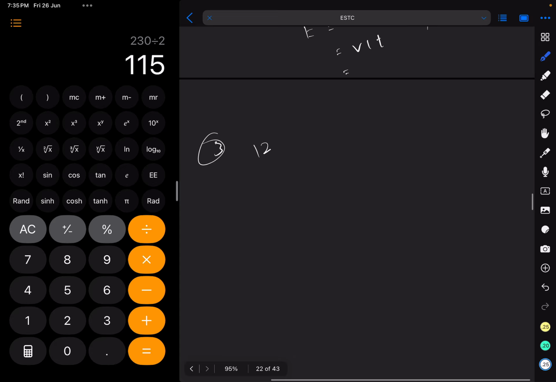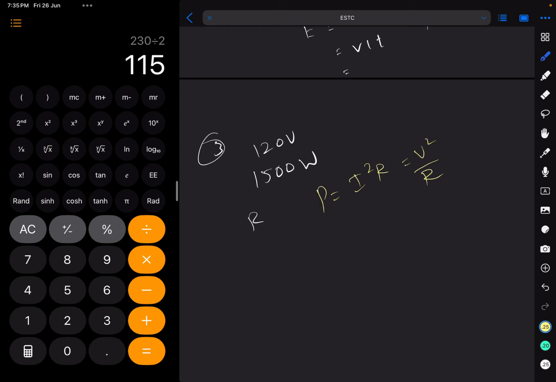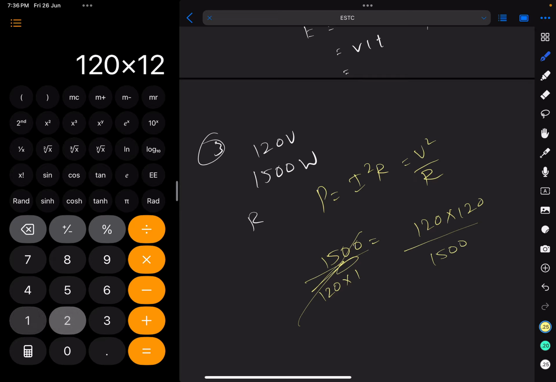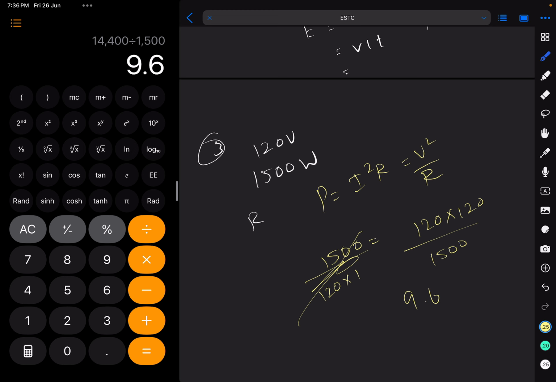Third one, 120 volt electric coffee maker rated at 1500 watt. Determine the resistance. P is equal to I square R, V square by R. Correct. 120 into 120 divided by 1500, 9.6.